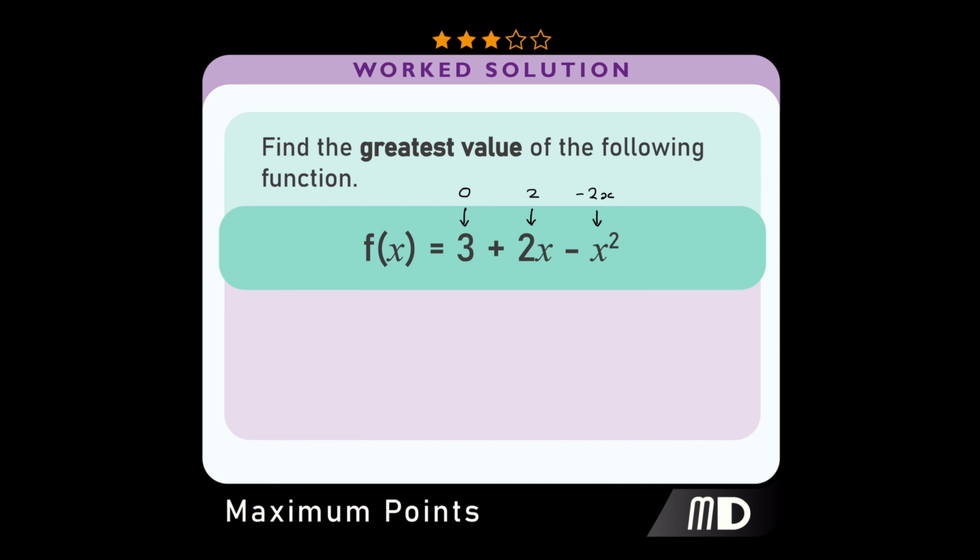For more explanation about how to differentiate the terms of an expression using the power rule, search our channel for differentiation. So f prime of x, the first derivative of the function f of x, is equal to 2 minus 2x.